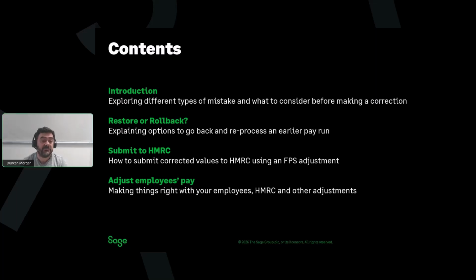We'll take you through some examples of corrections as demonstrations, and then we'll talk about submitting the corrected values to HMRC. And this is done via an FPS adjustment. We're going to finish the session by exploring more about adjusting employees' pay, making sure they've received the right amount following the correction, as well as discussing other adjustments you may need to make, for example, to payments to HMRC or to your pension provider.